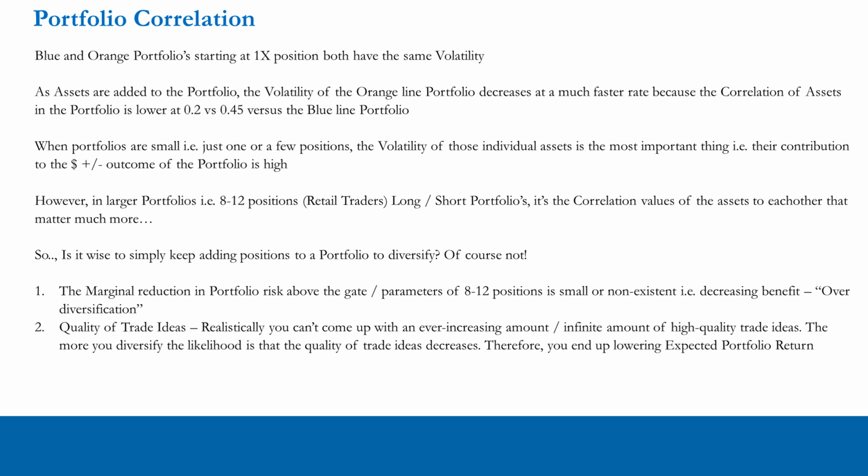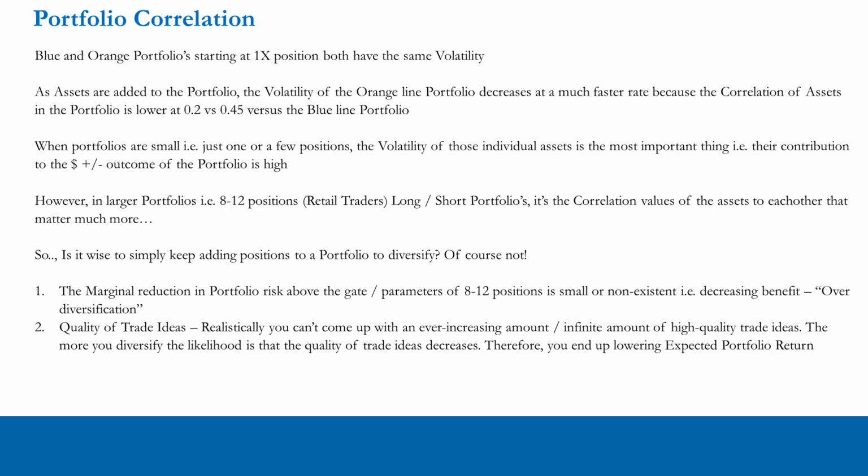So when we have small portfolios where we just have 1 or a few positions, the volatility of those individual assets is the most important thing. So their contribution to the P&L outcome of the portfolio is high. However, in larger portfolios, so when we're talking about portfolios where we have, say, 8 to 12 positions, so a typical long-short retail trader portfolio, it's the correlation values of the assets to each other that matters much more.